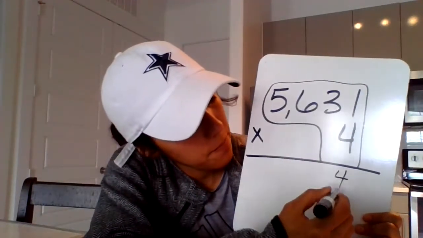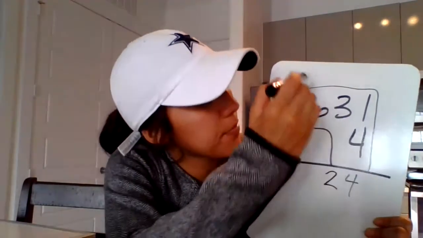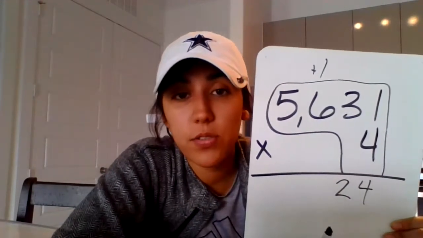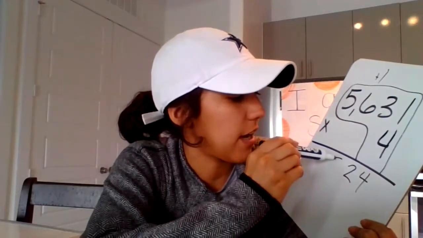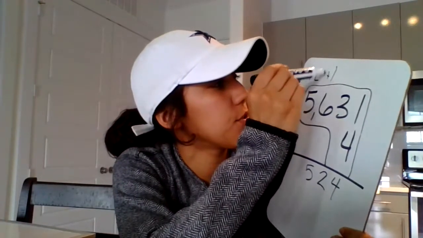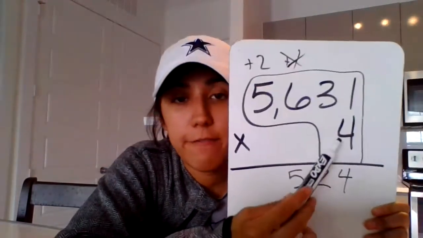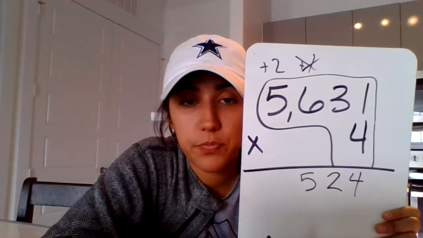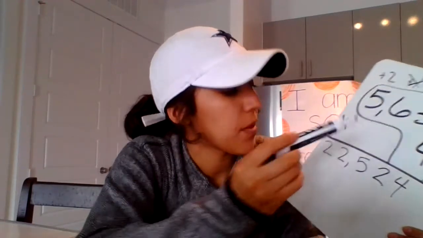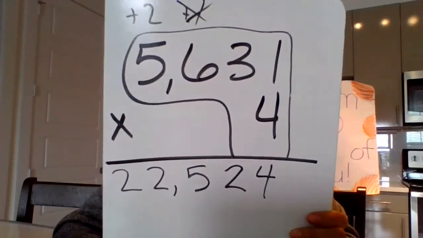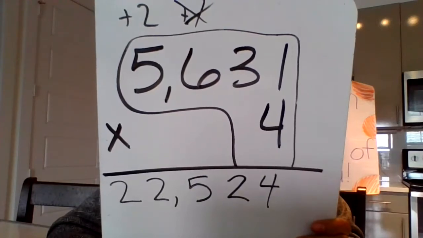So 4 times 1 equals 4. 4 times 3 equals 12. Drop the 2, carry the 1. 4 times 6 equals 24 plus 1, 25. Drop the 5, carry the 2. And 4 times 5 equals 20 plus 2, 22. Boys and girls, your final answer is 22,524.